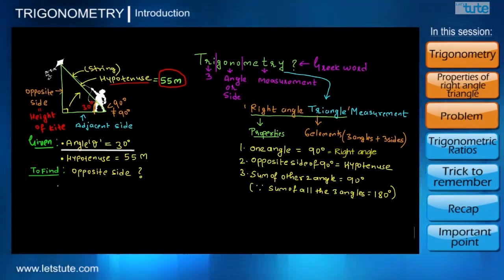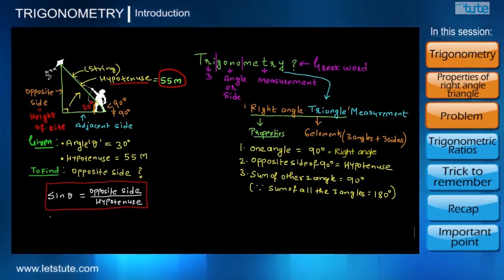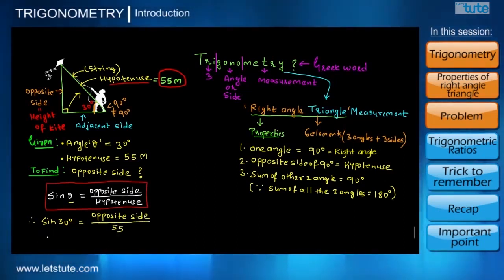So in such cases where we are given theta, that is the angle, and the hypotenuse, and we need to know the opposite side, we use the formula sin theta is equal to opposite side upon hypotenuse. And therefore, since my theta is 30 degrees, in this case we get sin 30 is equal to opposite side upon 55, as my string length is equal to 55 meters. And therefore, the opposite side will be equal to sin 30 into 55.